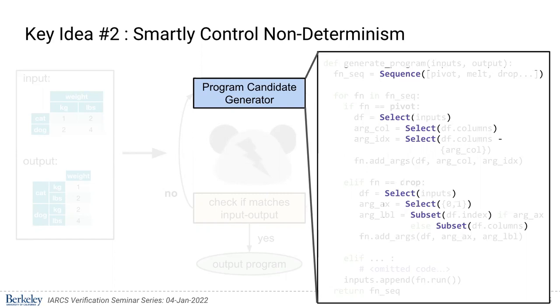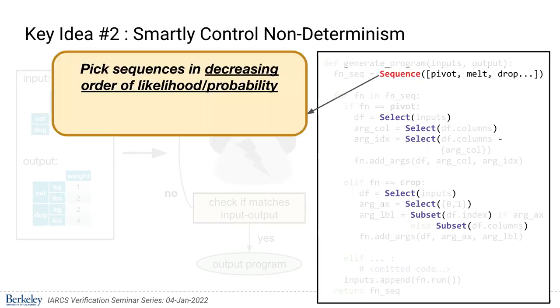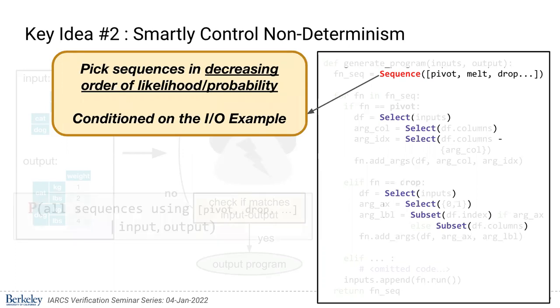Thanks for the segue, Ravindra. That is exactly what I wanted to say. For synthesis, you need to be able to control the order in which you're returning programs, so you need to be able to control the non-determinism. The key idea here is that, let's say for the sequence operator, you want to pick the sequences in decreasing order of likelihood or probability conditioned on the IO example. Based on what is going on in the input-output example, you should be able to pick smartly what the most likely sequence of functions is.